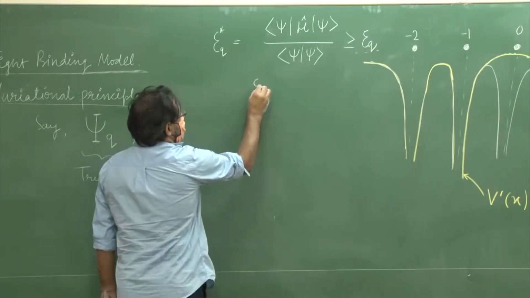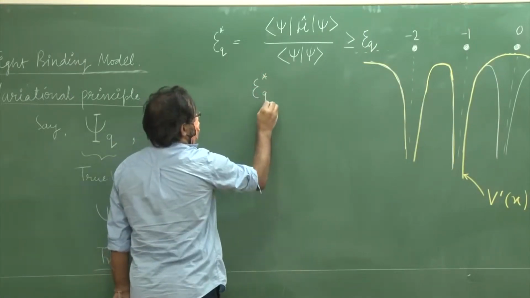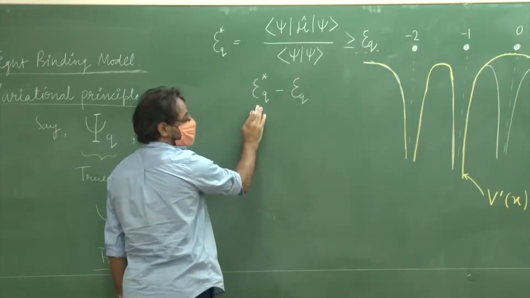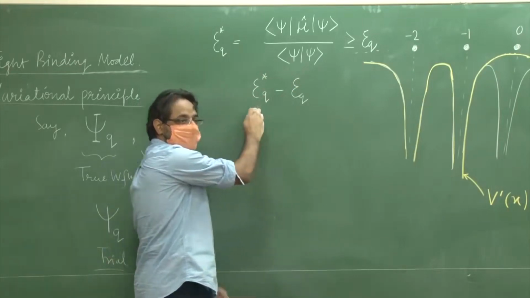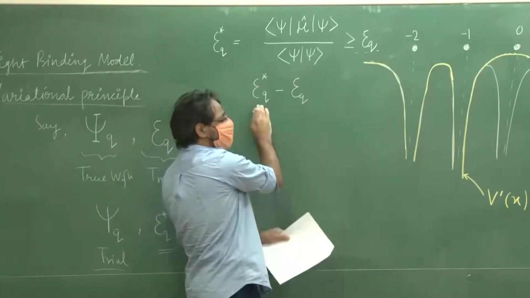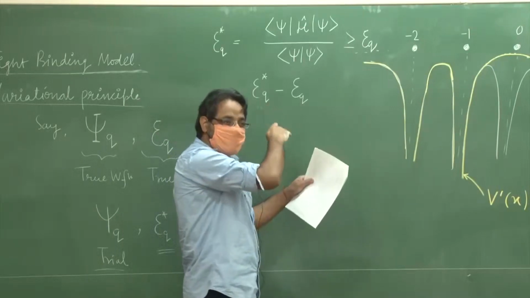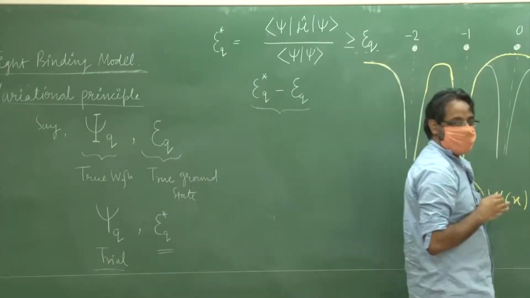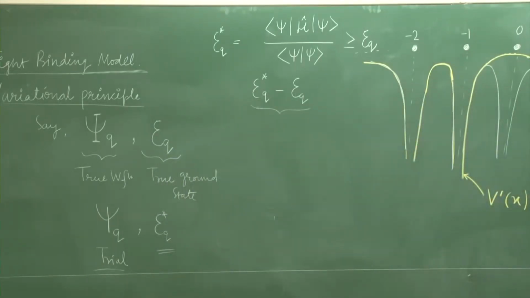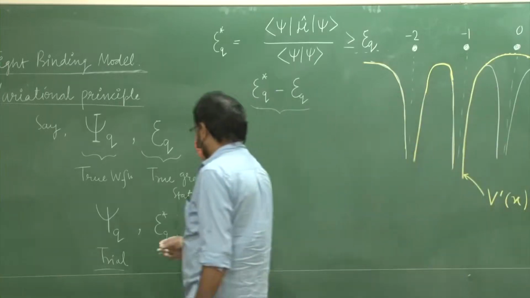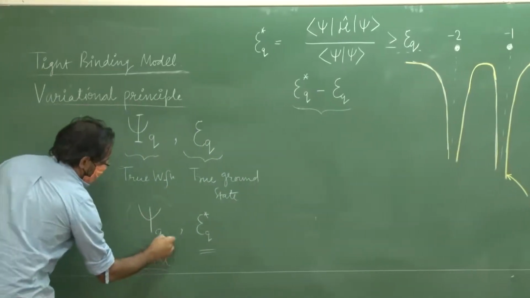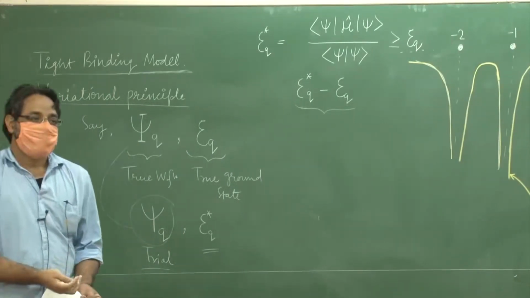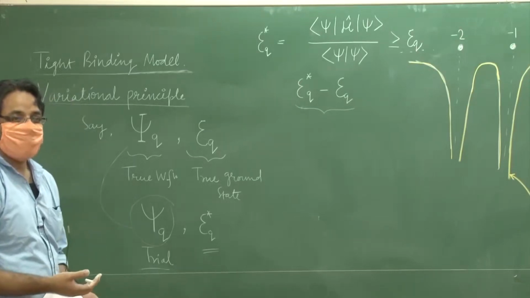Now, the difference between the energy that you have obtained by your trial wave function and the true ground state energy will always be more than the true ground state energy, right? Your aim is to minimize this difference. How will you minimize it? You will minimize it by choosing your psi q as close to the true wave function as possible. The closer you are, the better it is, right?